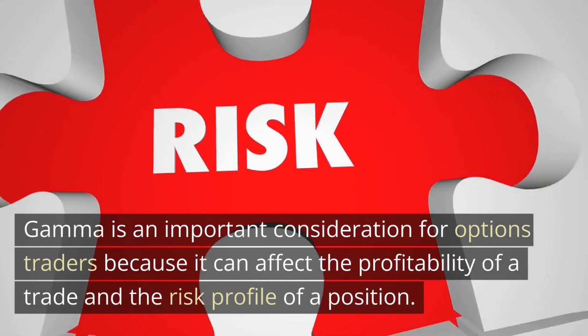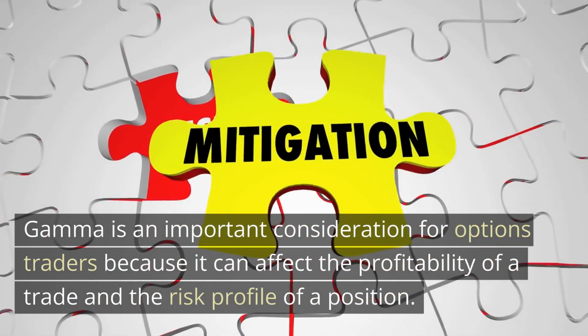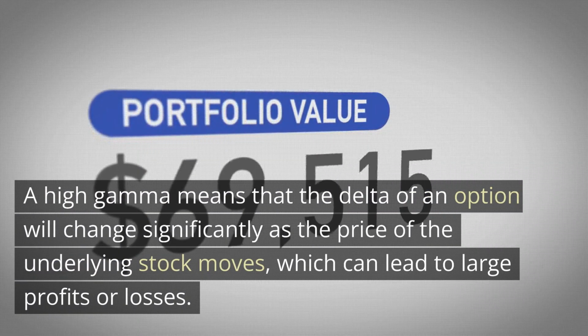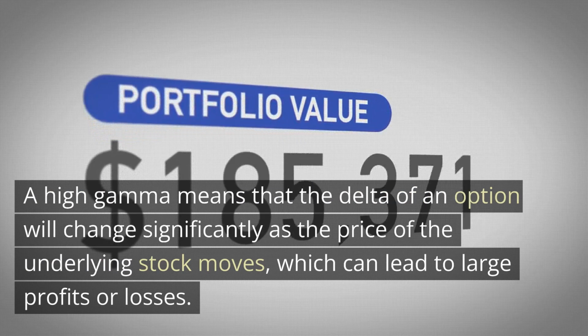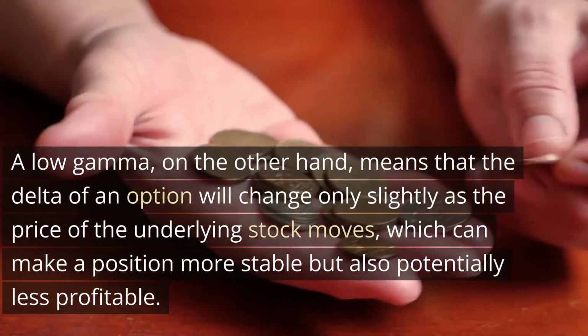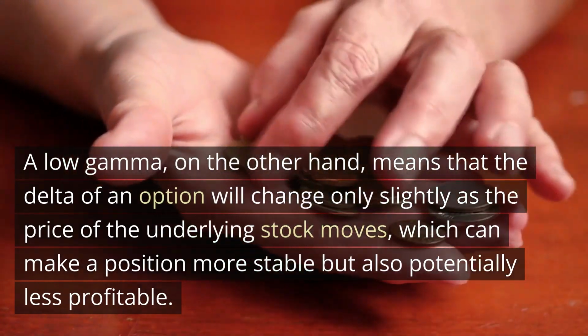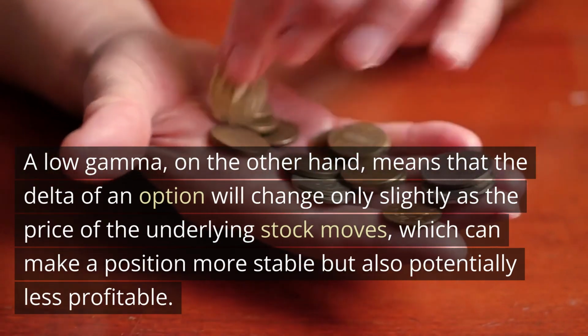Gamma is an important consideration for options traders because it can affect the profitability of a trade and the risk profile of a position. A high gamma means that the delta of an option will change significantly as the price of the underlying stock moves, which can lead to large profits or losses. A low gamma, on the other hand, means that the delta of an option will change only slightly as the price of the underlying stock moves, which can make a position more stable but also potentially less profitable.